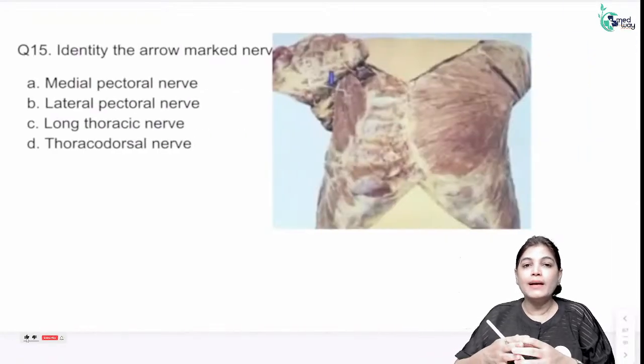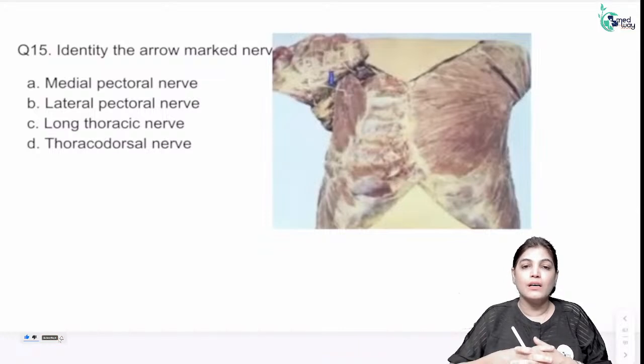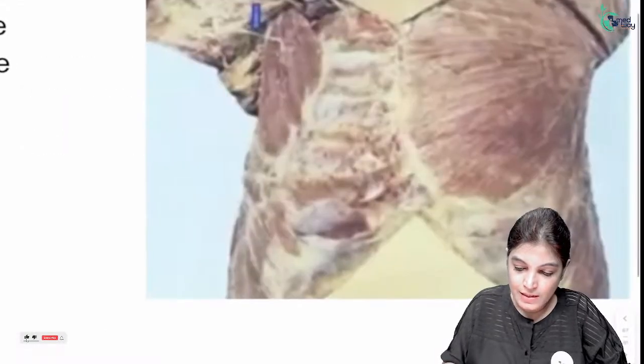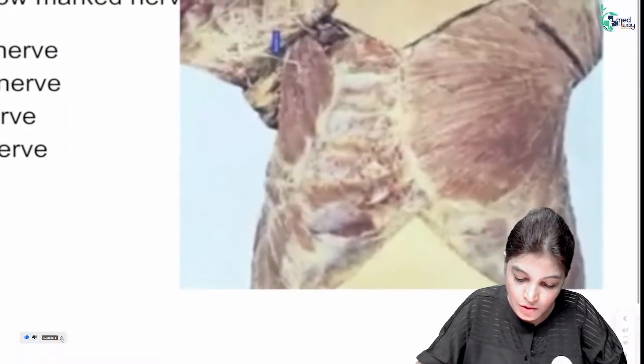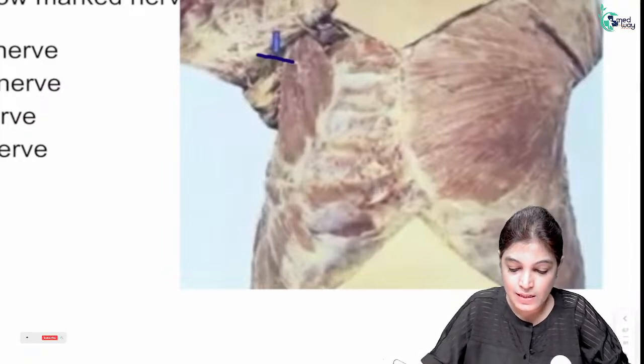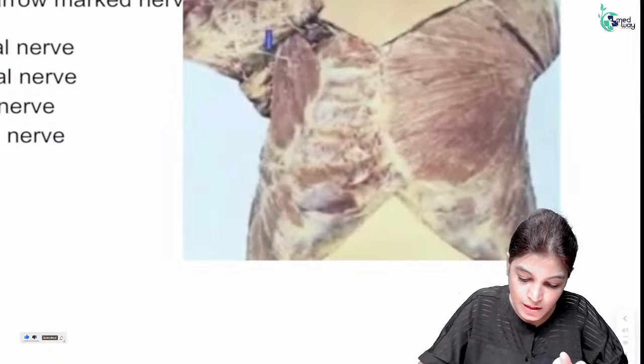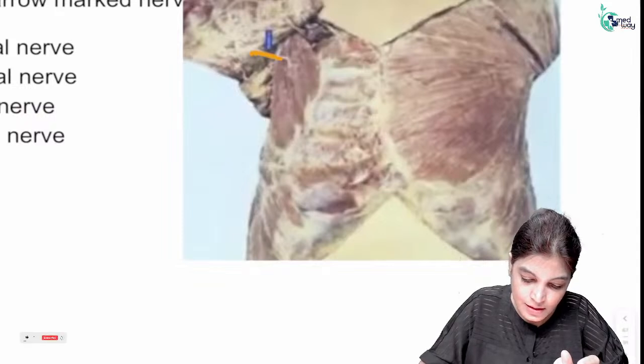Okay, identify the arrow marked nerve. Actually, this is a cadaveric image, and you have to first identify the nerve. If this is the image, the first thing is how you are going to identify it. This is the nerve. Can you see I am using a different color? This is exactly the nerve which has been asked. For identification, let me use yellow color. You will get confused. This is the nerve.